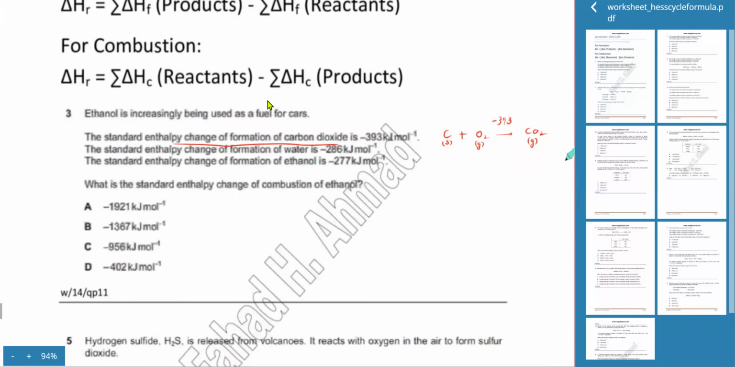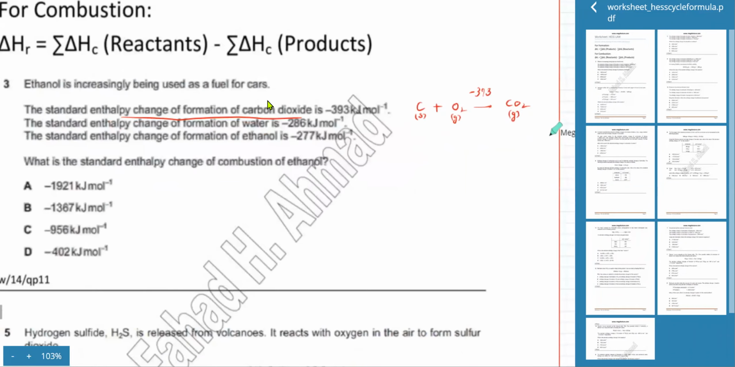kilojoules per mole. The next one is the standard enthalpy change of formation of water. So we have that value as well. It's minus 286. So formation of water, that's going to be H2 gas plus O2, which is also gas, standard state. Elements forming water. Water is going to be in liquid state. And this has to be half because 1 mole of water should be produced. The enthalpy change for that is given as minus 286. So this value is also known.